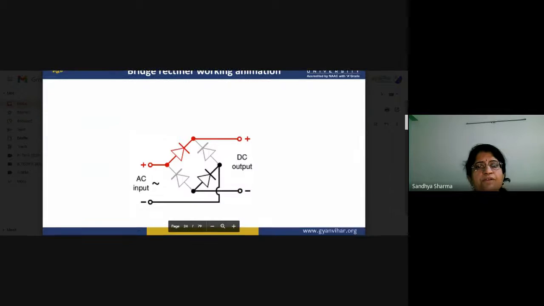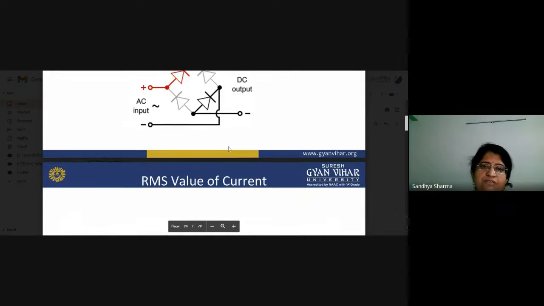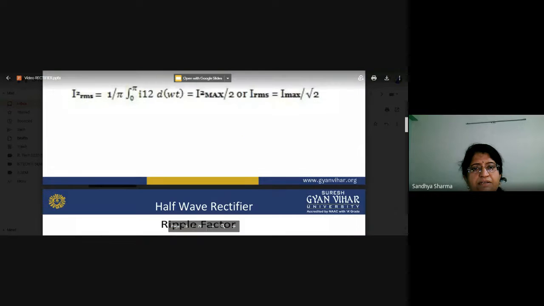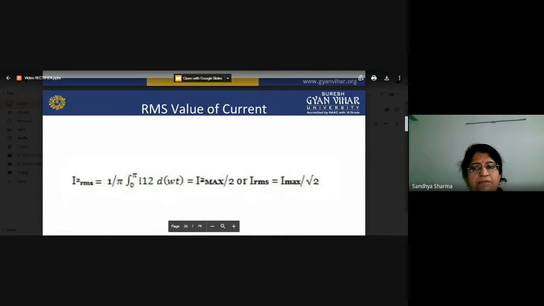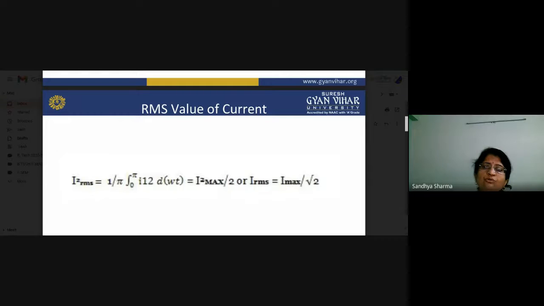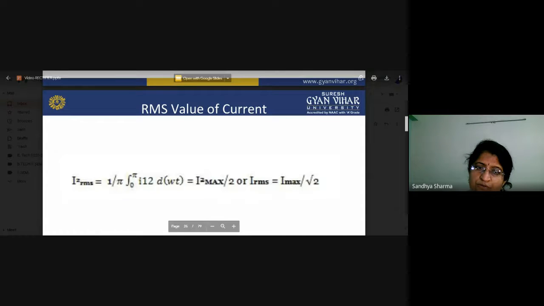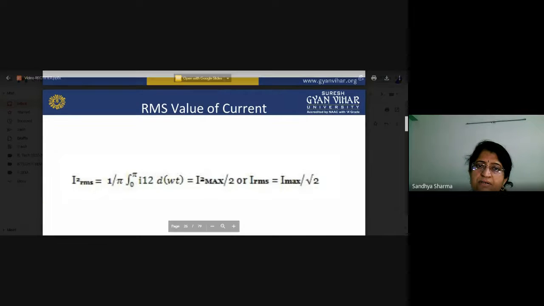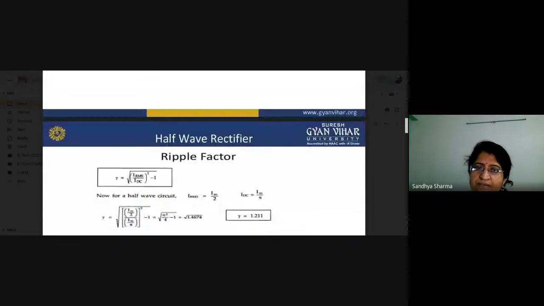So how can we calculate the ripple factor? This is the basic diagram. At a time, two diodes will be working. We apply the AC input and we receive the DC output voltage. This is the RMS value, I max divided by root 2. The same thing is the VRMS value, that is V max divided by root 2. By using this formula, we can calculate our RMS values. And the same thing is here.